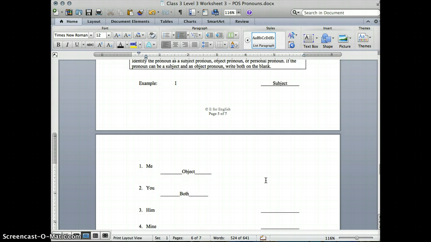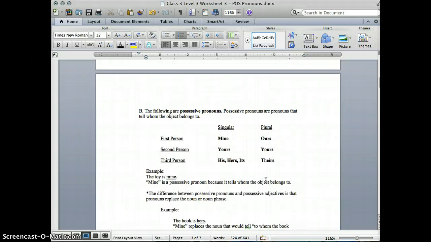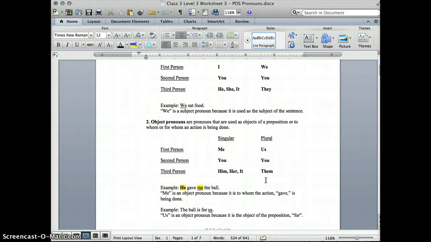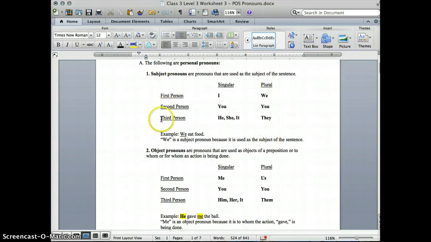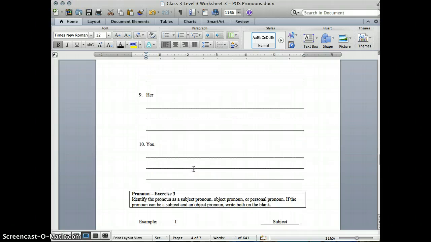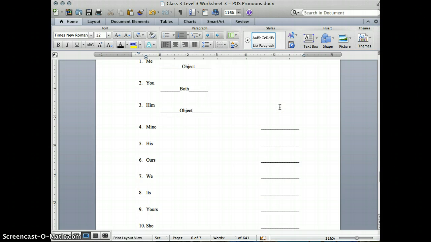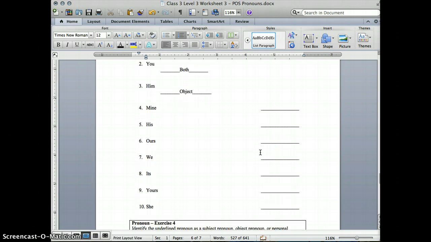And now let's try number 3, him. Let's go back up. Do you see him up here under the subject pronouns? I see he, but it's not exactly the same. Do you see it down here though? Yeah, it's right here, right? And so it's an object pronoun because we found it under the object pronoun chart. So we're going to write object over here. And that is how you're going to go about doing the rest.